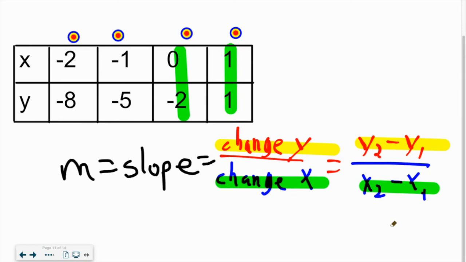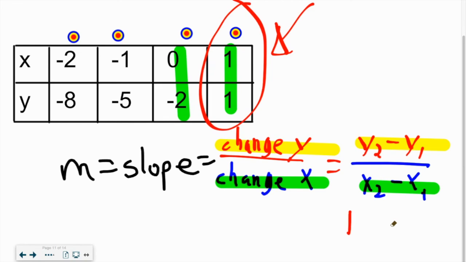Now, for me, we talked about y2, y1. Why are those there? Just pick one. I'm going to pick this guy. I'm going to start with the ordered pair 1, 1. What is the y value in this first ordered pair? It is 1. Minus, now what's the x value in this first ordered pair? That goes on the bottom. Notice how I put those pairs right on top of each other. And then we go back.